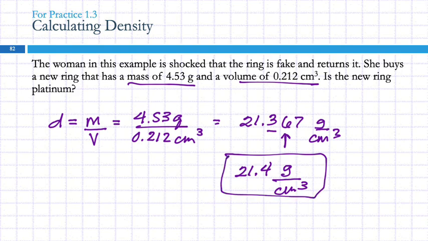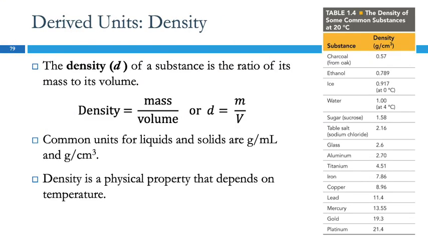Is this one made out of platinum? Yes. Maybe we don't quite remember what that number was. 21.4. What if the density was 21.3? That would still be platinum, because this is a measured quantity. This is not an exact number. There is uncertainty in the last decimal place. So if you have something that's within 0.1 of that, it's going to be platinum.